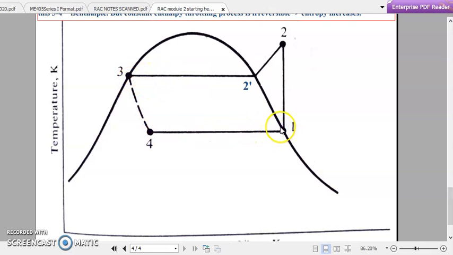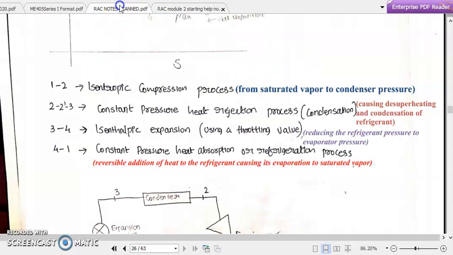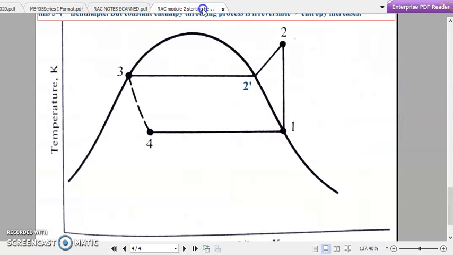So what are the various processes involved in this VCRS? Let us discuss one by one. The 1 to 2 process is our compression process. It is considered an isentropic compression process, or reversible adiabatic compression process. It will be compressing the saturated vapor of the refrigerant to the condenser pressure. The compressor will be compressing the saturated vapor form of the refrigerant and increasing the pressure of that vapor to the condenser pressure.